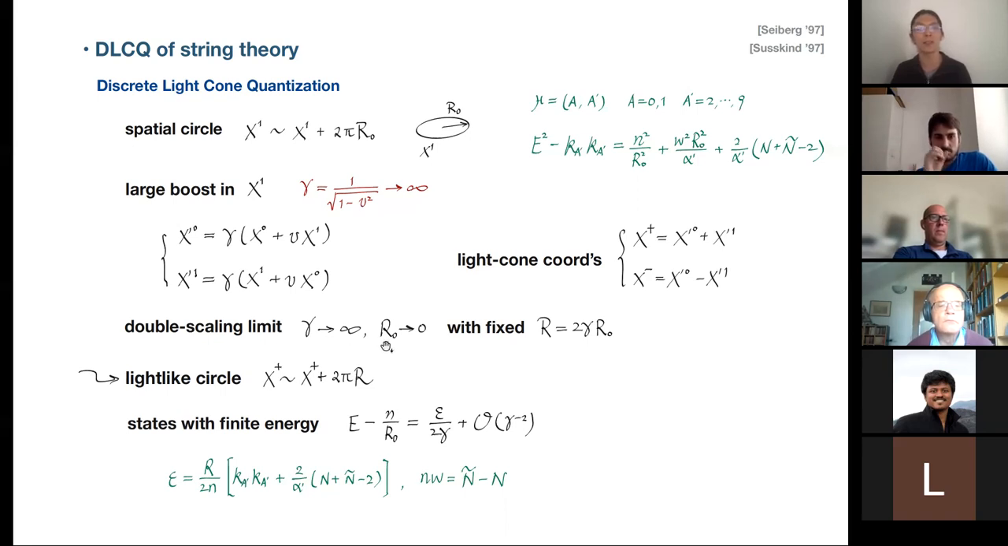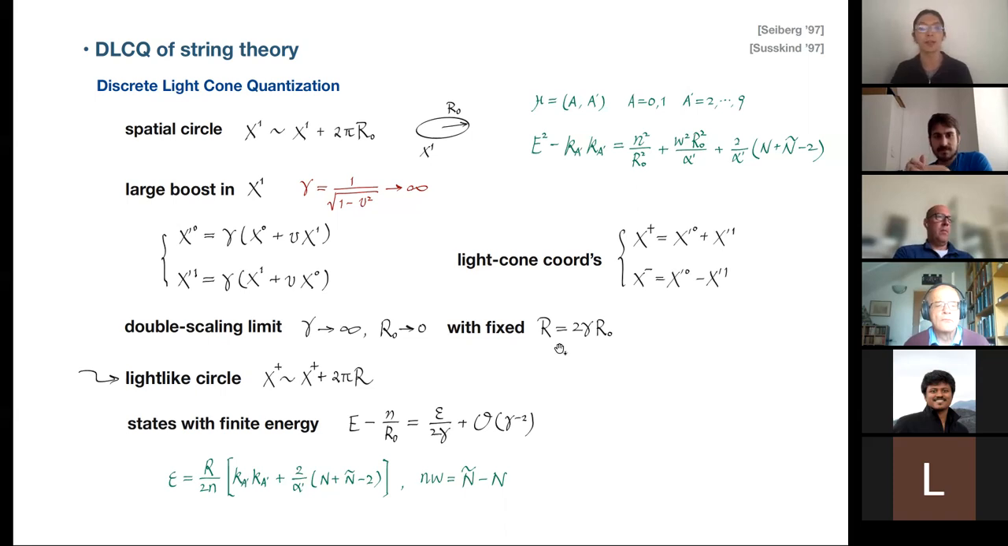While we're sending gamma to infinity, we also keep R0, the radius of the compactified circle, to be very, very small. This actually makes sense because when you take a Lorentz boost in x1, there's a length contraction, so the circle shrinks to 0 eventually. In addition, we want to fix the combination of gamma and R0 to be finite.